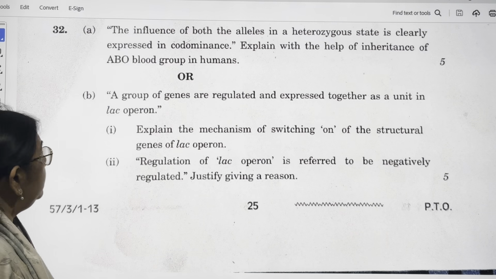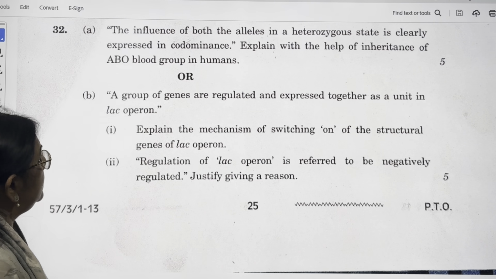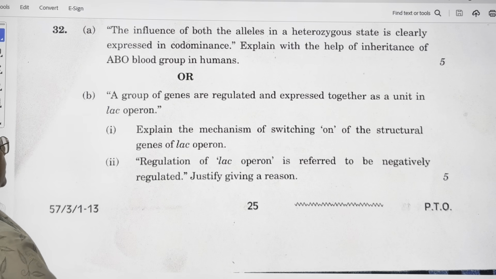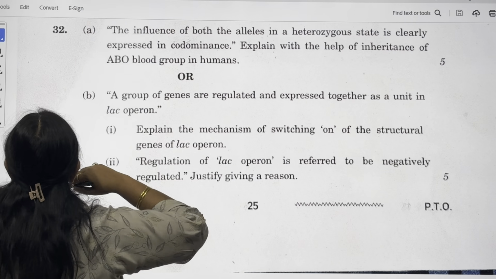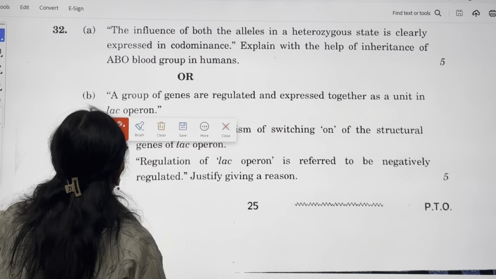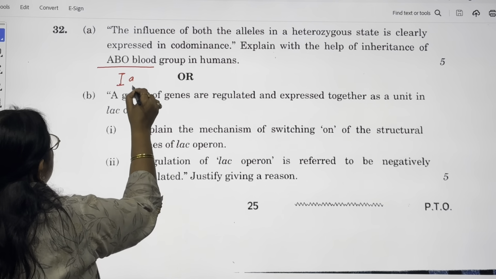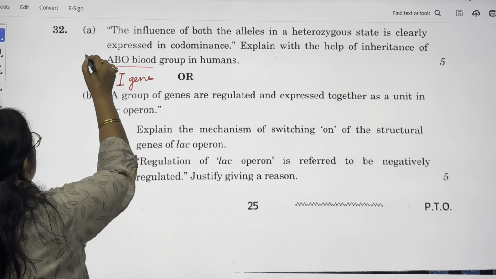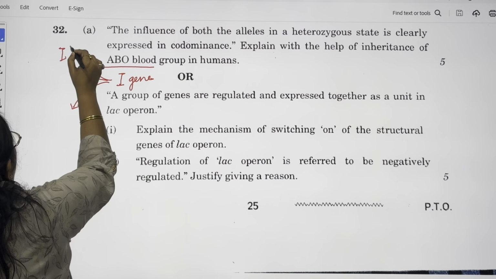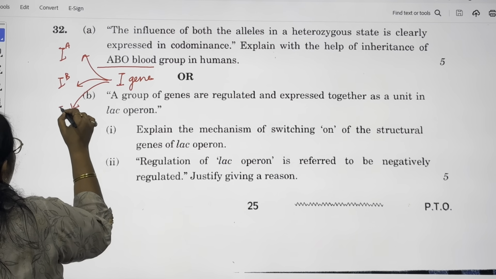Next question 32. The influence of both the alleles in a heterozygous state is clearly expressed in codominance. Explain with the help of inheritance of ABO blood group in humans. You know that ABO blood group is determined by a gene called I gene, and I gene has three alleles: IA, IB, I naught.